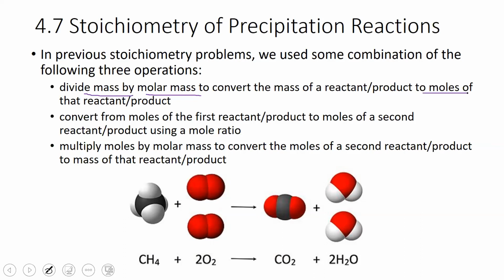Then we would convert from moles of one thing to moles of another using a mole ratio. Now remember, if we were given moles of a product or a reactant in the first place, we wouldn't have to divide by the molar mass because it was already in moles. Then we would multiply the moles of the thing that we wanted. If we were looking for the mass, we would multiply that by the molar mass in order to get back to the mass, okay? So that's sort of just a quick and dirty outline of all of the stuff that we've done before, right?